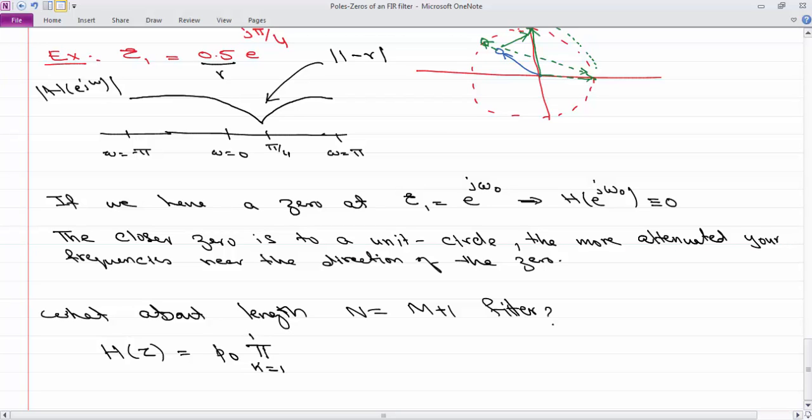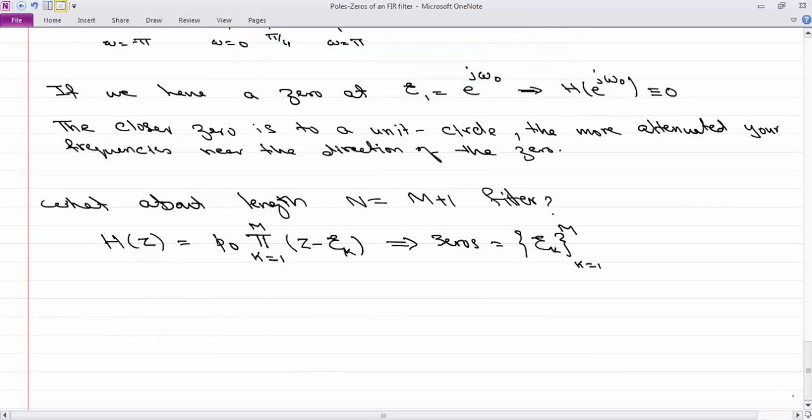So this is the multiplication. You are multiplying k terms, z minus eta k. This means you have M zeros. They go from 1 to capital M. Okay. So what is the effect of that?